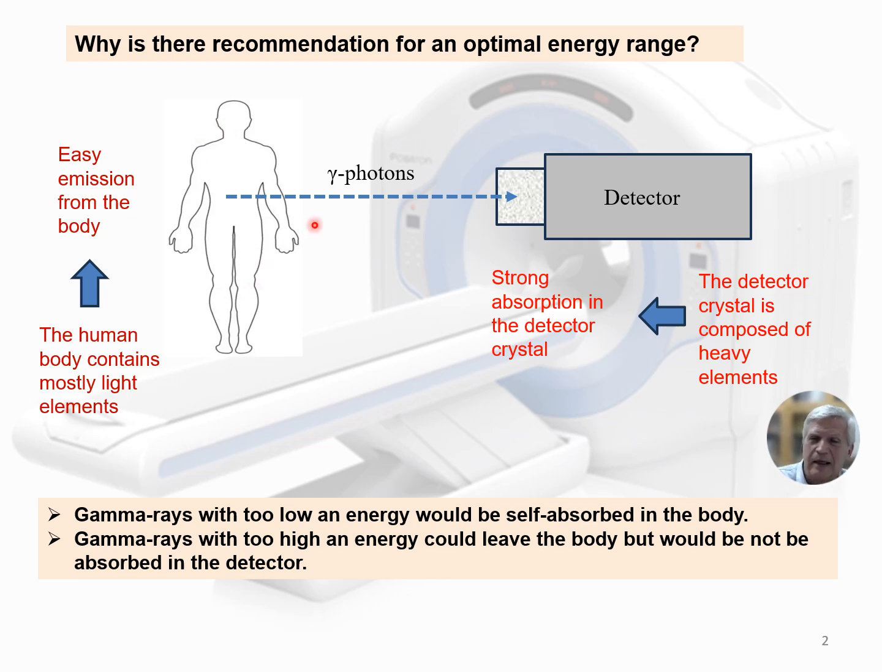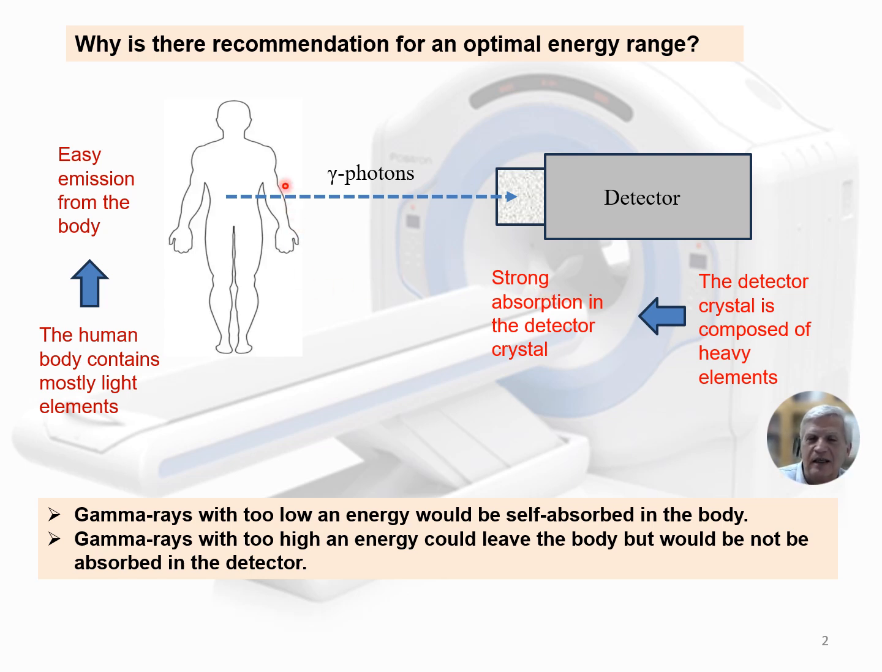Therefore, we are interested in using high energy gamma rays, so that the dose for the patient would be lower. However, we have a problem: the same tendency is valid for the detector crystal. If the energy is too high, then the absorption in the crystal will be too low. So we are not interested in any very high energy gamma, because we would like the detector to absorb it, because that means the detection. For this reason, we have an optimal range.